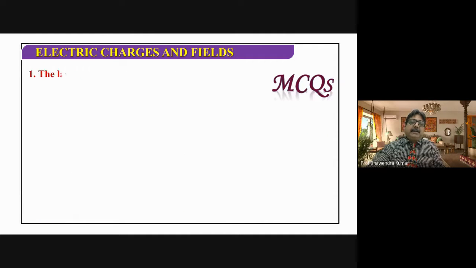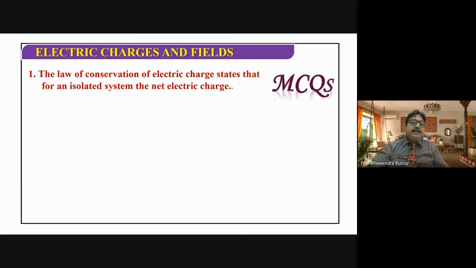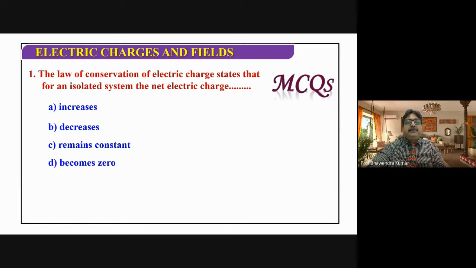So let us try to answer a few questions based on the fundamental properties of charge. Can you try to answer it? The law of conservation of electric charge states what? Does it state that the isolated system net charge will increase, it will decrease, it will remain constant, or it will become zero? The answer is it will remain constant. That is called the conservation of charge principle.